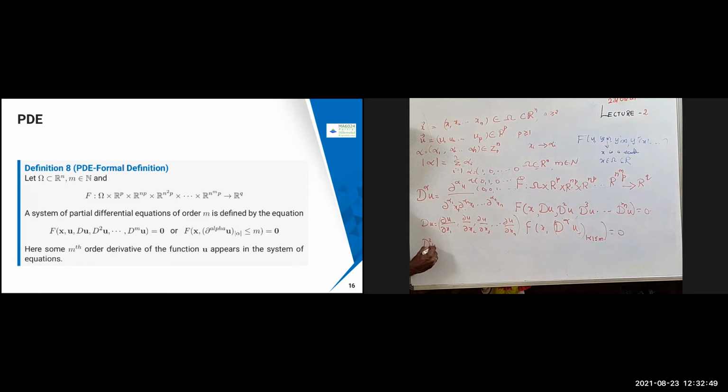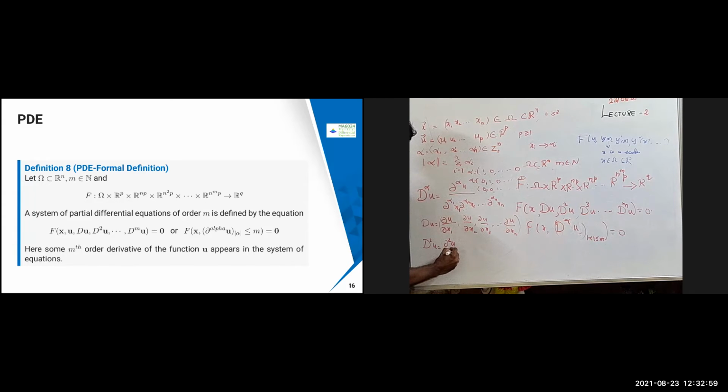Now let us see d square u. What is d square u going to be? Here mod alpha is going to be 2, which means I can put different combinations. I can put dou square u by dou x1 square, then dou square u by dou x2 square, meaning alpha equal to 2, 0, 0, 0, then 0, 2, 0, 0, then dou square u by dou x3 square, meaning 0, 0, 2, 0, 0, etc. Dou square u by dou xn square I can put.